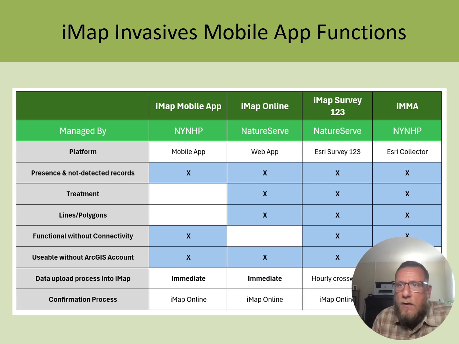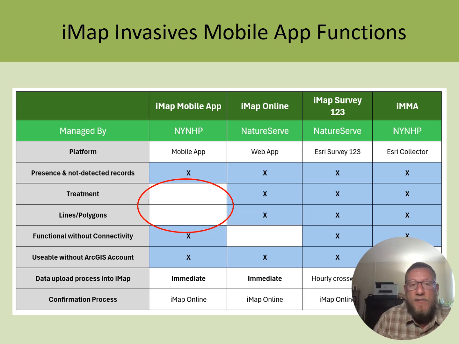But the big ones are the iMap Invasives mobile app and the Survey 123 app. And then when you compare that to the iMap Online desktop version, what you can really see there, and I'll advance to the next slide here, is the iMap Invasives mobile app really has a gap in its functionality. Next to that, you can create treatment and lines and polygons on the iMap Online desktop, and you can do it on the Survey 123 app, but you can't do it on the iMap mobile app.